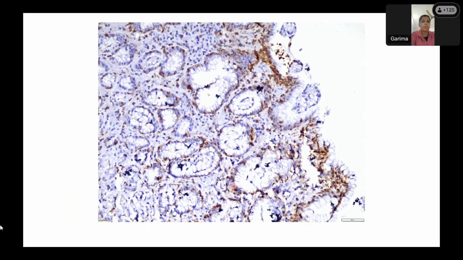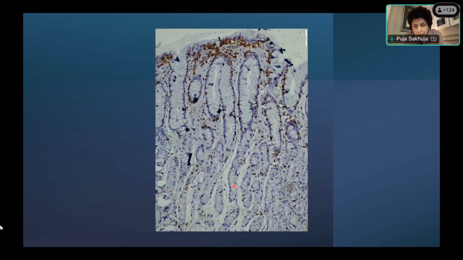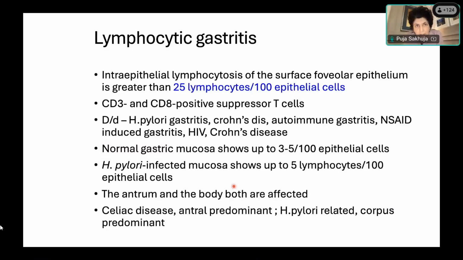Is there inflammation in the stomach? Yes, ma'am. Gastritis. So there is a gastritis. What is happening? There are a lot of lymphocytes, right? Yes, ma'am, in the epithelium where they should not be. So what can we call it? Lymphocytic gastritis, right? Yes, ma'am, this is lymphocytic gastritis. This is another CD3 stain. So this is lymphocytic gastritis.